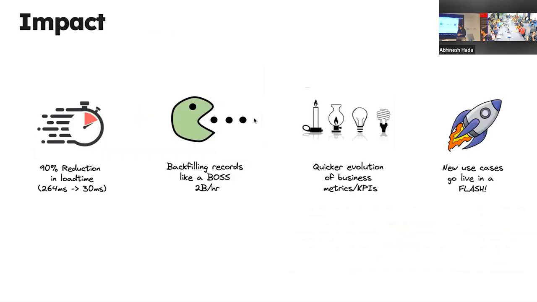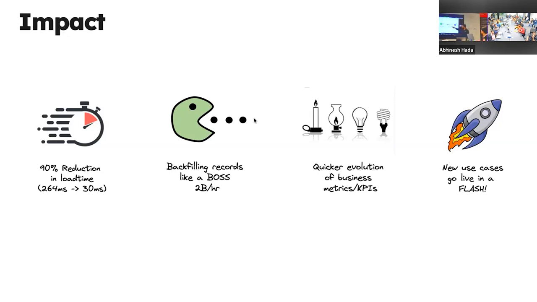So the impact of this platform, like I said, is quicker evolution of business metrics and KPIs, and new use cases go live in a flash. This frees up team bandwidth, which earlier took months, as they had to identify a use case, decide whether they want a DynamoDB table or Elasticsearch, then ingest the data into them, and create a whole new set of things, with every team working in silos. They didn't have a common framework. With this, new use cases go live in days only.